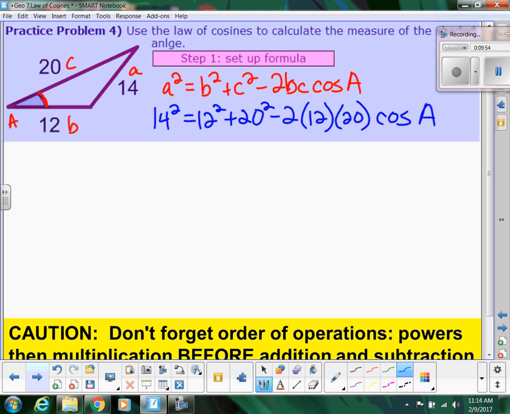So now our variable is over on the right-hand side. We're trying to solve for this angle. So you have to be very careful. That's why I have that reminder of order of operations. So as you do this, you have 196, 144, 400.